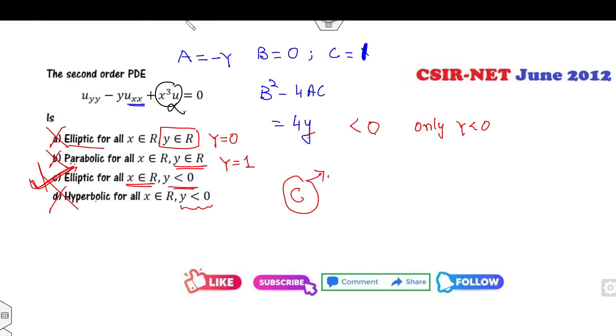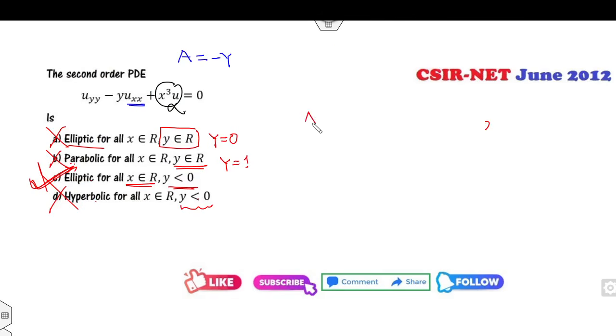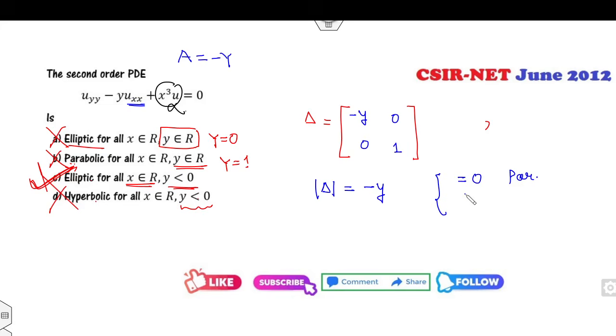You can also solve all these problems with the help of the second method, that is the determinant. If you write it as a determinant, the coefficient of uxx, the coefficient of y, this is 0. Again you can see the determinant is minus y. So the case is: if the determinant is 0, it's parabolic. If the determinant is greater than 0, it's elliptic. When the determinant is less than 0, we call it hyperbolic. So again you can see these cases.